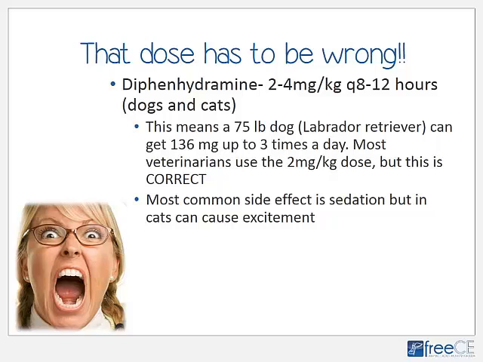That means a 75-pound dog, such as a golden retriever, a dog very prone to allergies, can get 136 milligrams up to 3 times a day. Now, most veterinarians use 2 milligrams per kilogram, but this dose is correct. I once prescribed a 100 milligram dose of Benadryl for a German Shepherd, and the pharmacist refused to fill it. He just couldn't believe me when I told him it was the correct dose.